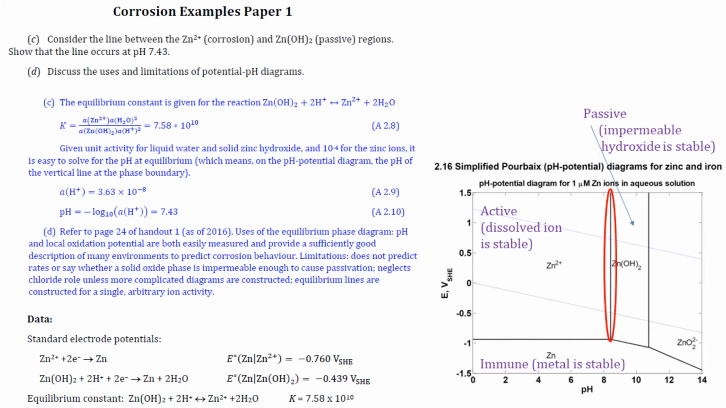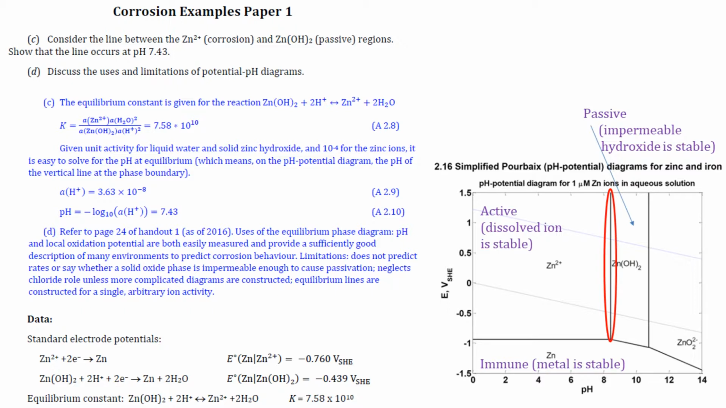Part C asks for the acid-base equilibrium line between solid zinc hydroxide and dissolved zinc ions. This is not a redox reaction, as the zinc atom stays in the +2 oxidation state. Because it's not redox, there is not an equilibrium potential, and you do not need to use the Nernst equation. In fact, you can't meaningfully use the Nernst equation.